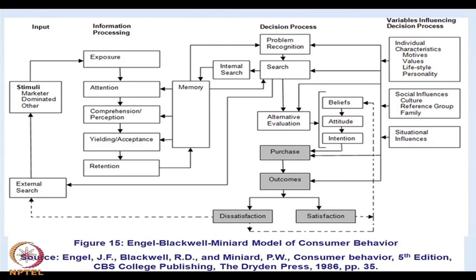The manner in which the various sub-components of the decision process have been illustrated is also well appreciated, and the variables influencing the decision process have been simplified as individual, social and situational influences. So, it is a much easier model to understand and apply. The model is theoretically and conceptually much stronger than the previous one.